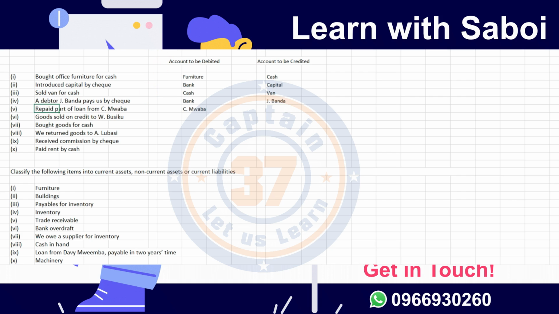Okay, this question was incomplete, so it should have said repaid part of loan from Simwaba by cash. This is the way it was supposed to be. I did not copy it correctly, but it is included now. So what is going out of the business, the account, the room? Cash is going out. So you credit cash.